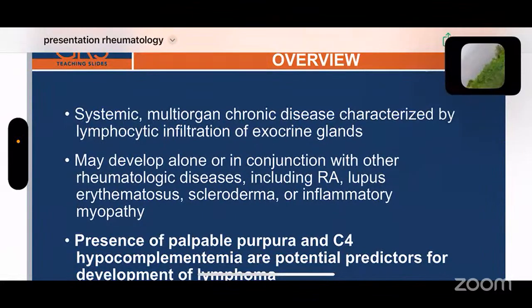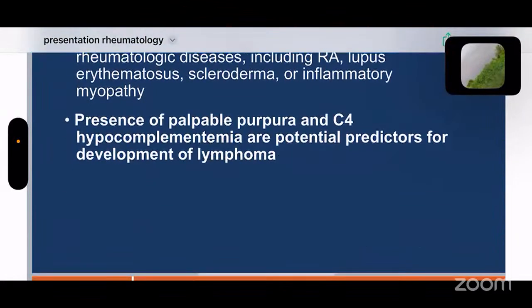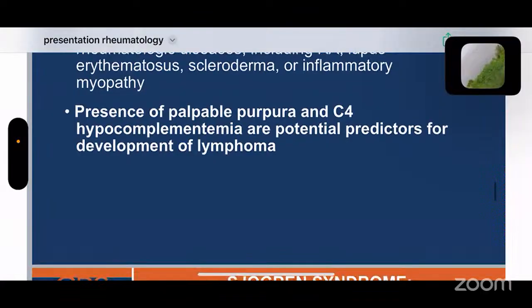We must know that Sjogren syndrome is most commonly seen in females, with a ratio of 9 to 1 of males, and there is a markedly increased risk of lymphoid malignancy, 40 to 60 fold. And we know that the presence of palpable purpura and C4 hypocomplementemia are potential predictors for development of lymphoma.